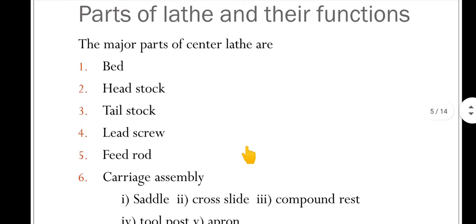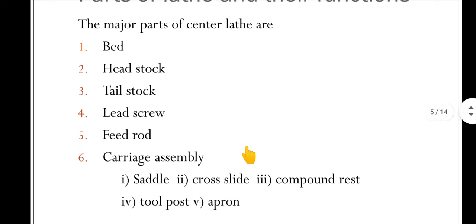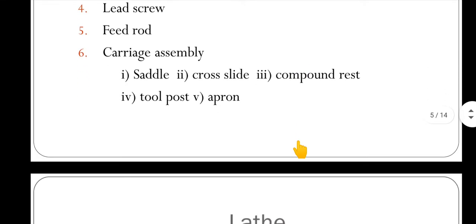The major parts in the lathe are: first, the bed; second, the headstock; third, the tailstock; fourth, the lead screw; fifth, the feed rod; and sixth, the carriage assembly. The carriage assembly consists of the saddle, cross slide, compound rest, tool post, and apron. Combining all these five, we call it the carriage assembly. Now let us see the diagram of the lathe.